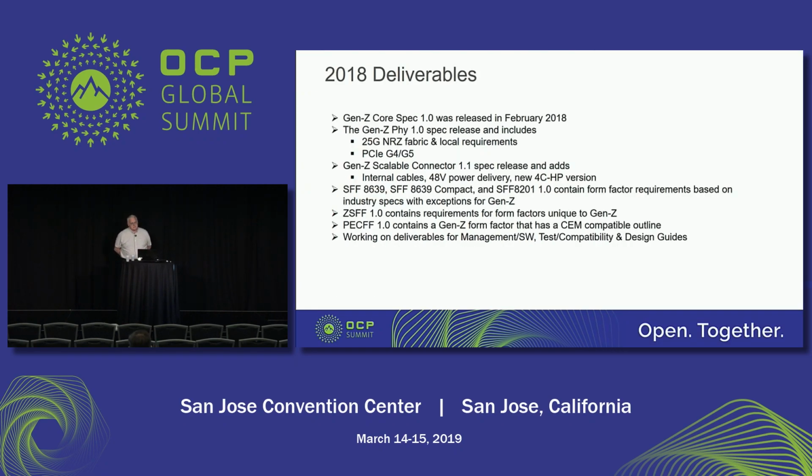What's Gen Z done since last year? We'll give ourselves a scorecard. We've gotten out our core specification, 1.0 was released in February. We have a PHY spec, which has been released. It includes 25G NRZ, and it also accepts the speeds associated with PCIe Gen 4 and Gen 5, which is 16 and 32 gig. I talked earlier about the scalable connector specification, and we've had internal cabling inside of a server defined, and 48-volt power delivery in the connector space.